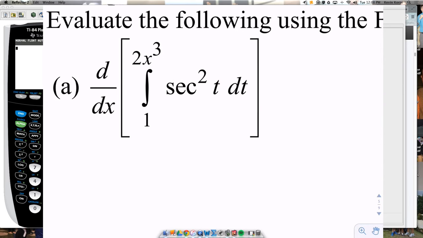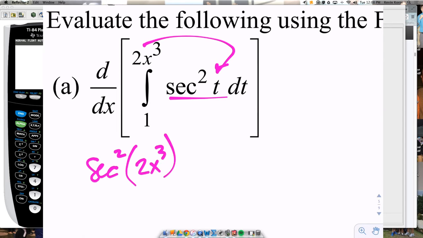So let's go ahead and do it. Using the shortcut rule, which is the FTOC2, we're going to plug in the top for any variable we have in our integrand. So we get secant squared of 2x cubed. And then times the derivative, not of what we created, but of what we plugged in, which would be 6x squared. Some people want to take then the derivative of secant squared of 2x cubed. That's going to be, no, it's just the derivative of what you plugged in.